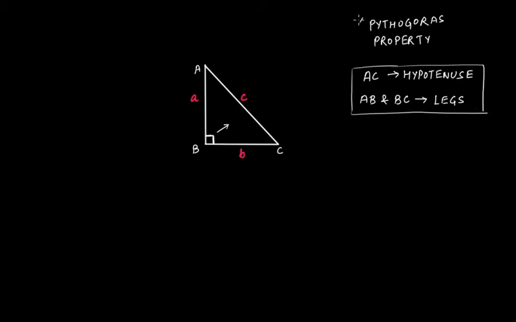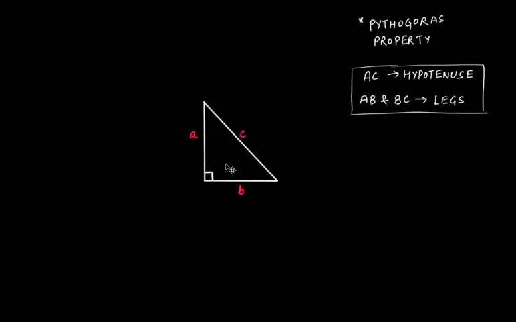What is a Pythagoras property? Well, let me remove these vertices in order to explain what is Pythagoras property. But remember that this is the hypotenuse and these are two legs of this right angle triangle. If I draw a square on each of these sides, that is on the hypotenuse and these two legs, so let me do it like this.